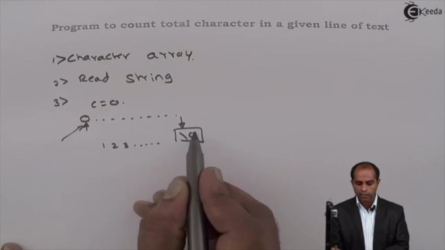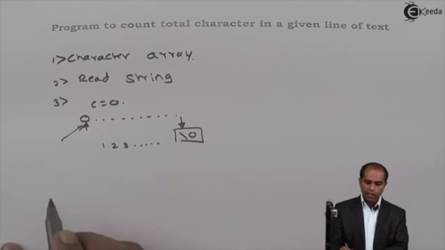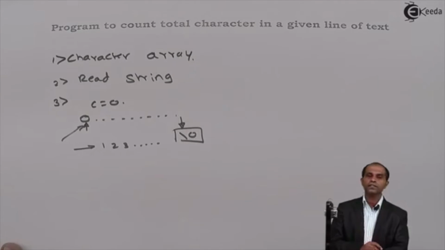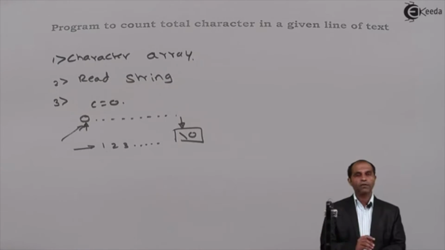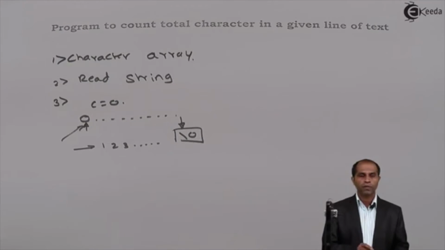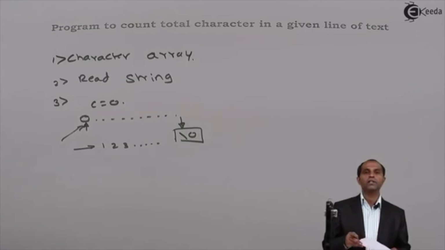When it reaches the last character \0, stop this and display the contents of C itself. So the contents of C indicate the number of characters in this string. That will even include blank spaces, because as per the rules of C language, a blank space is also considered a character, right? Now let's move on to this program.